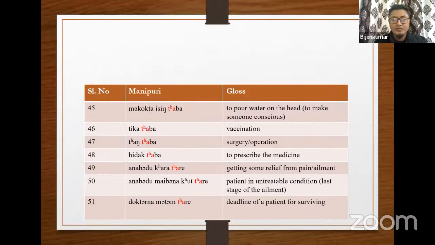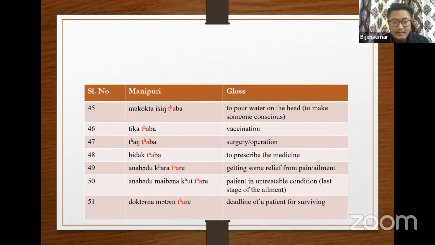And anabadu khara thare means that out of his ailment or the pain, he is getting some relief. In that situation also, we used to say anabadu khara thare. Anabadu maibana khut thare means the patient is in such a condition, at the last stage, that the treatment cannot be given at all, meaning the person is about to die. So in that case, we used to say khut thare, maibuna khut thare.